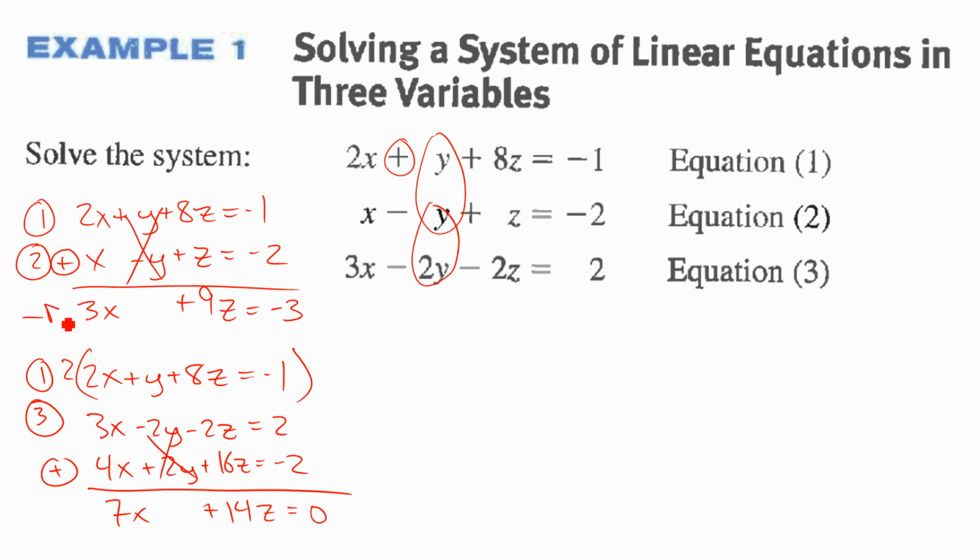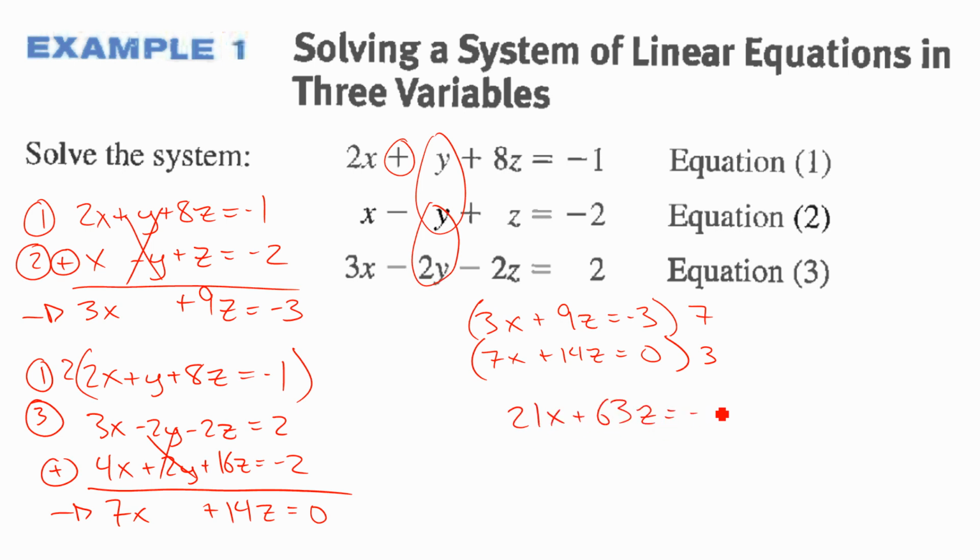We now have 2 equations and 2 variables. So we're going to line these up. 3x plus 9z equals -3, and 7x plus 14z equals 0. Let's go ahead and multiply the top equation by 7 and the bottom equation by 3 to get 21x plus 63z equals -21. And we'll end up with 21x plus 3 times 14 is 42z equals 0. If we subtract straight down, those cancel.